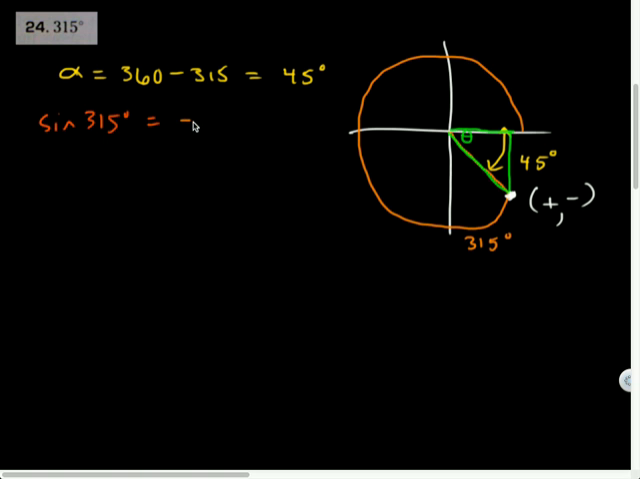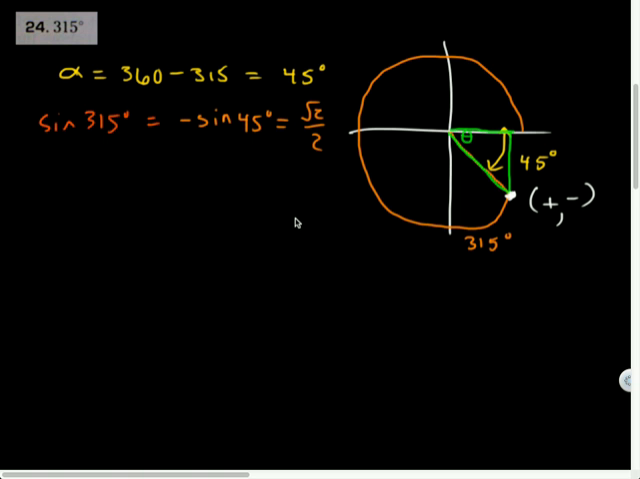So sine is negative. So sine of 315 is the same as negative sine of 45. And then we could do the hand trick and get root 2 over 2. Which equals what? 1.414-ish? The square root of 2 is 1.414. Root 2 over 2 is 0.707.